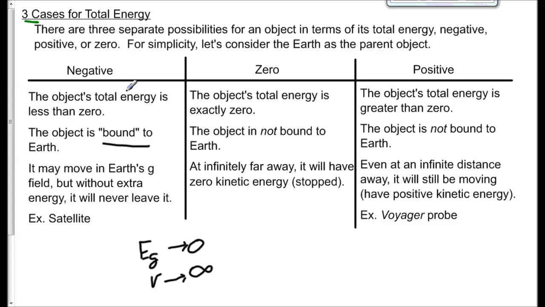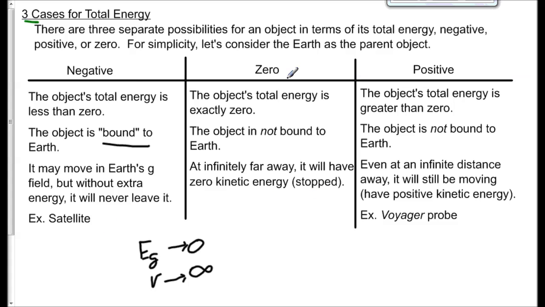So the only time we can have negative energy is if our total energy is actually less than this 0, which means we never have enough energy to leave Earth. So again, without extra work, without extra energy, this object will never leave Earth's gravitational field, I should say. And so it's kind of bound or stuck here. An example might be a satellite.